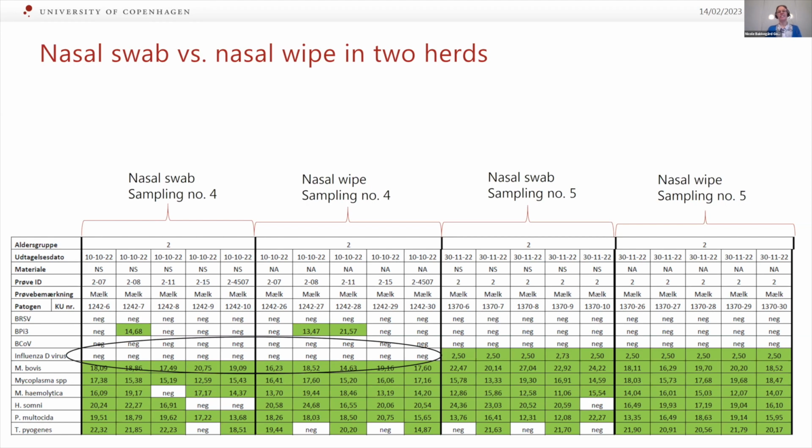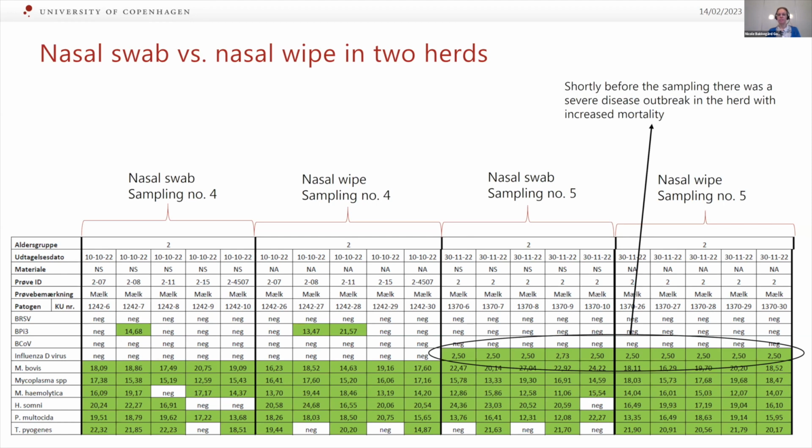An interesting finding here was that in sampling round 4, all the animals tested negative for influenza D virus, while in sampling round 5, all the animals tested positive for this virus. And then the veterinarian told me that shortly before the sampling, there was a severe disease outbreak in this herd with increased mortality. And on the basis of the symptoms that the calves showed, it could well be the influenza D virus which was the cause of this disease outbreak.